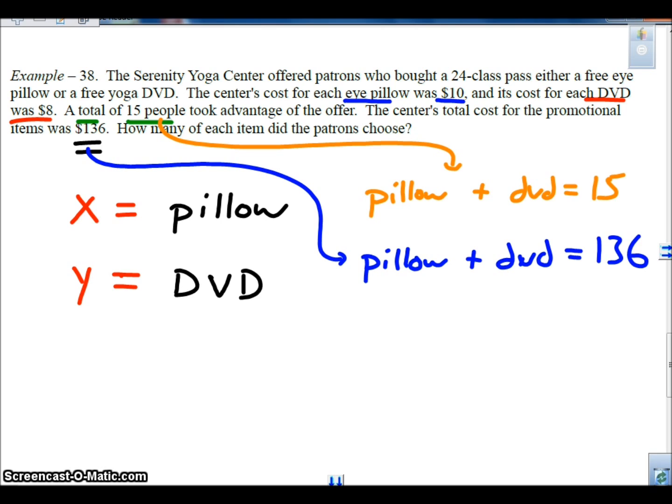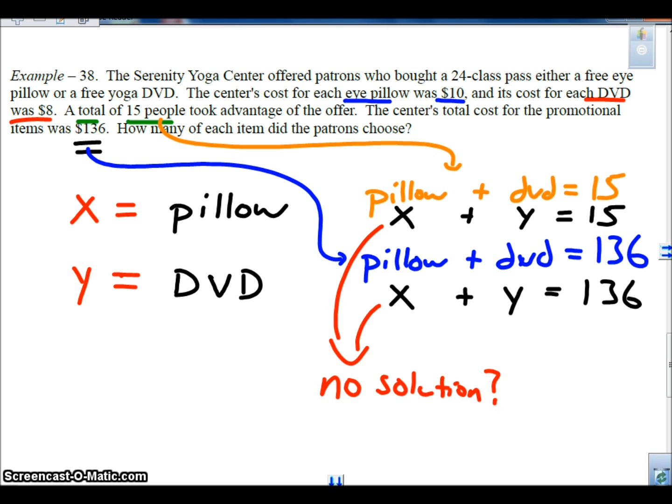Since x represents pillows and y represents DVDs, we could rewrite that first equation in orange like this. We could say, well, since x is pillows, we'll have x there for pillow, and we'll have y there for DVD, and if you add those 2 together, it has to add up to 15. But we could do the same thing for the second equation. Since x is just representing pillows and y is representing DVDs, we could rewrite the second equation as x plus y equals 136. Now when you go to solve this system of equations, x plus y equals 15 and x plus y equals 136, you'll run into a problem, and you'll find that there actually is no solution to that system of equations.